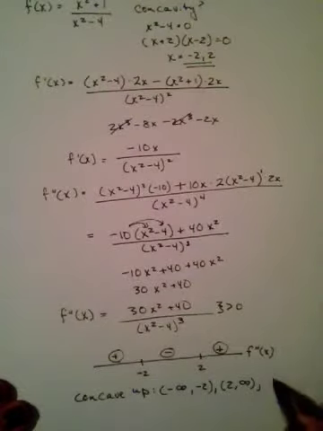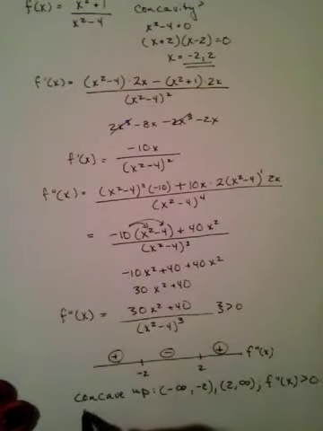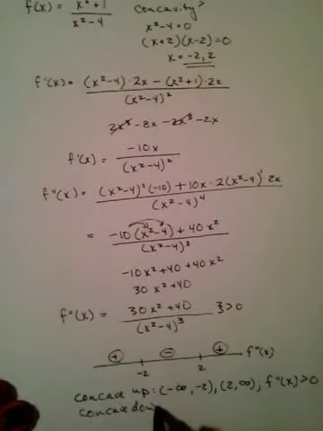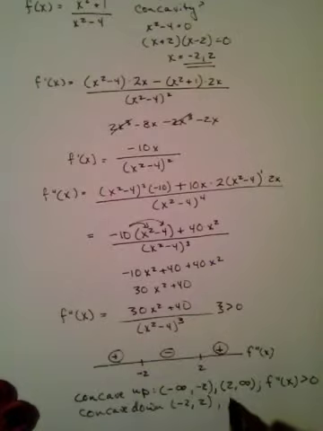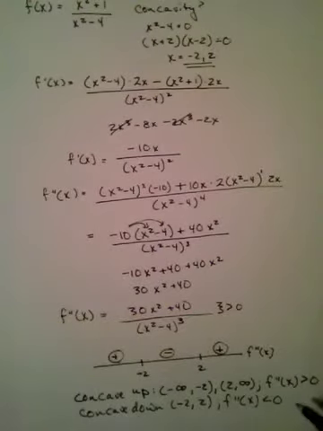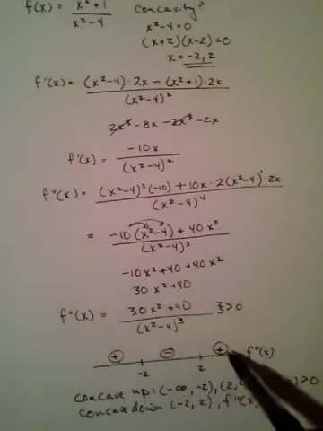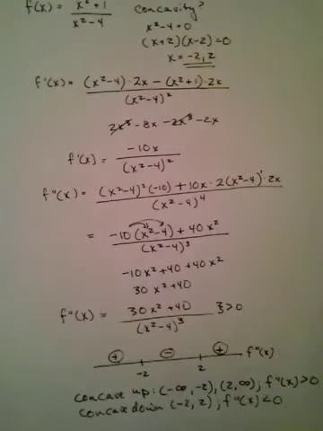And I know that because f double prime of x is greater than 0. It's concave down on negative 2 to 2. And I know that because f double prime of x is less than 0. And I have no points of inflection. Even though the signs changed, my original function was undefined at both of these values, so they can't possibly be points of inflection. And that is the third example.